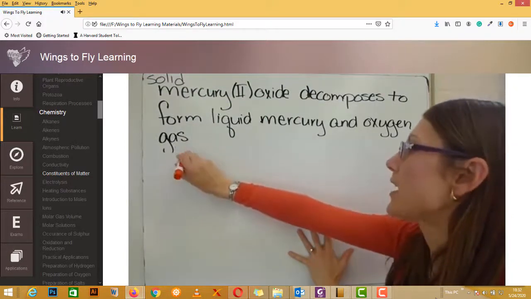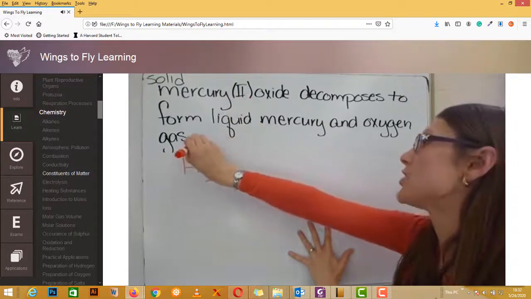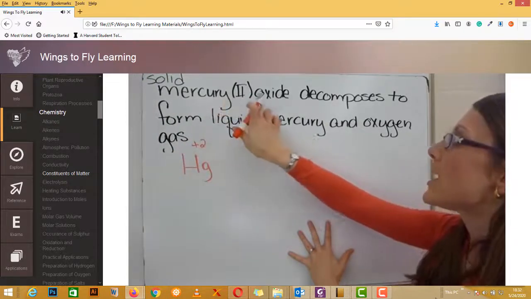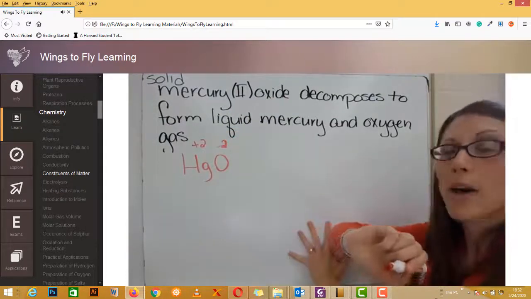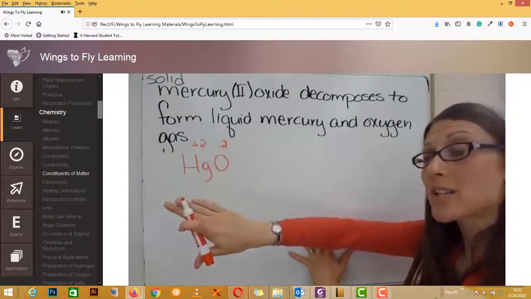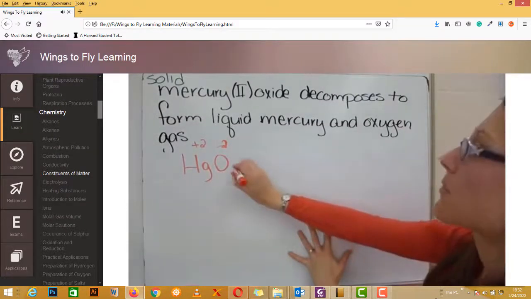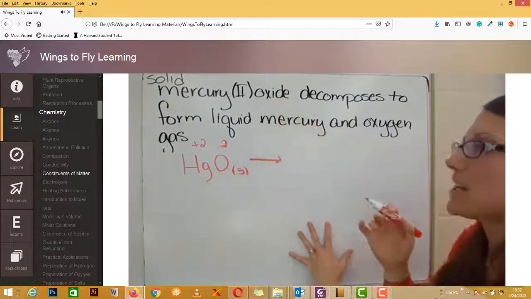Mercury(II) oxide. Well, mercury's Hg. That Roman numeral 2 indicates its charge is +2. It's reacting with oxygen, and the charge on oxygen in an ionic compound is generally -2. Those charges, +2 and -2, cancel. I don't need any subscripts. And I said it was a solid, so we can put that on there. It's decomposing, which means it's breaking down.